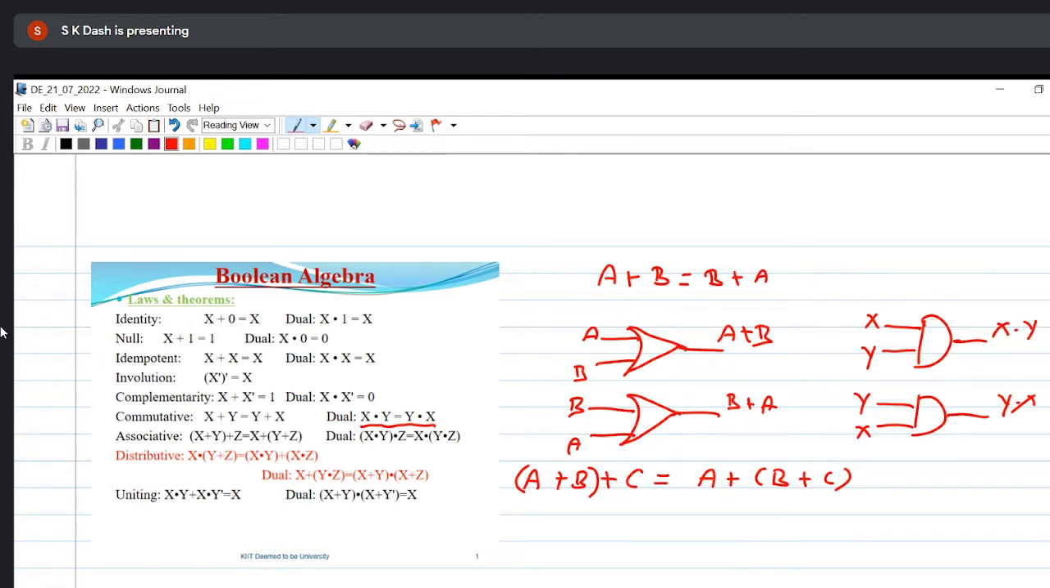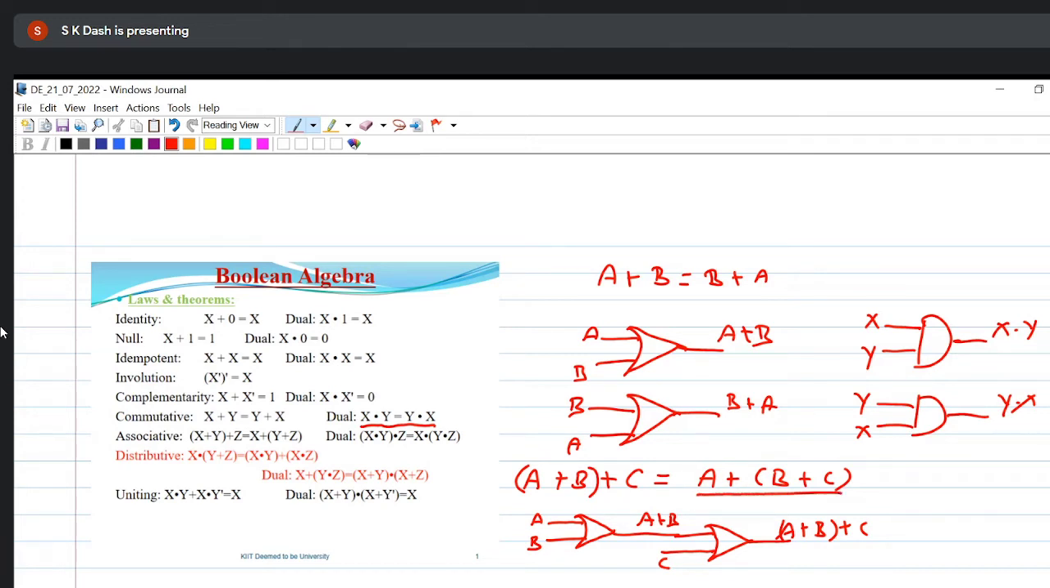If I go for an OR gate, this is A, this is B. So what will be the output? The output will be A plus B. Then I want this result with C. So this will be A plus B plus C.